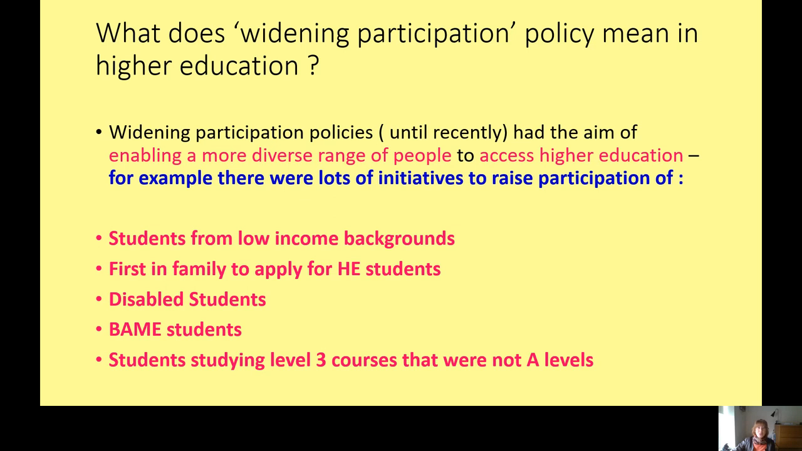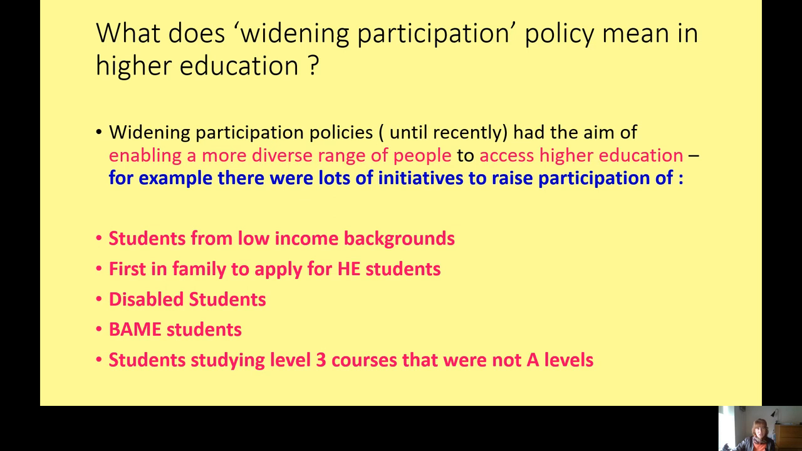Well, widening participation policy in higher education in the past has meant policies enabled to increase participation amongst underrepresented groups. So, for example, in the past 20 years or so, there have been lots of initiatives to raise participation of students from low-income backgrounds who might be first in family to apply for higher education, raise participation of disabled students, Black and Asian minority ethnic group students, and students who were studying level three courses that weren't A-levels, or indeed a mixture of courses with A-levels.